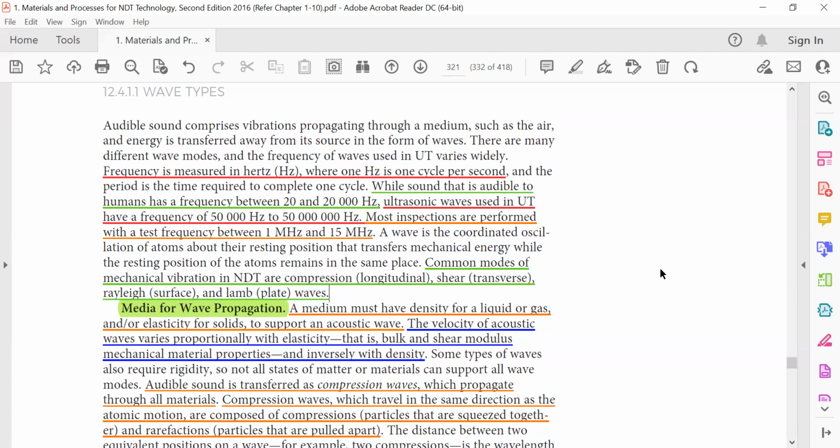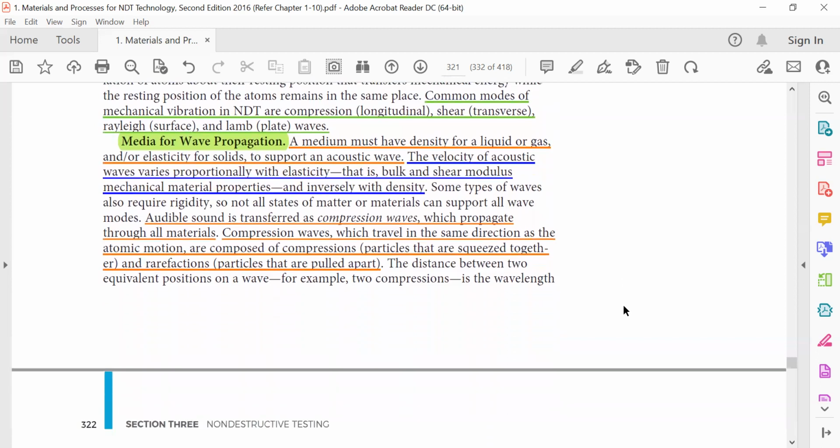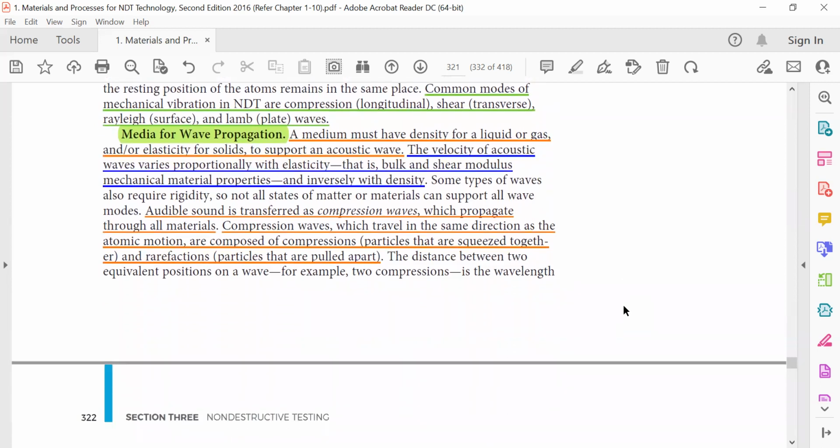The media for wave propagation. A medium must have density for a liquid or gas, and or elasticity for solids, to support an acoustic wave. The velocity of acoustic waves varies proportionally with elasticity, that is, bulk and shear modulus, which are mechanical material properties, and inversely with density. Some types of waves also require rigidity.